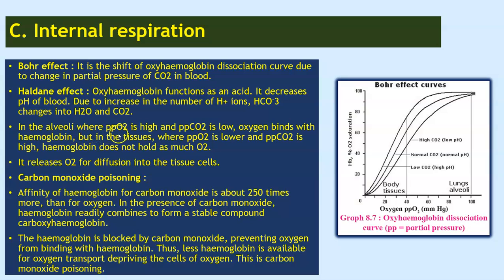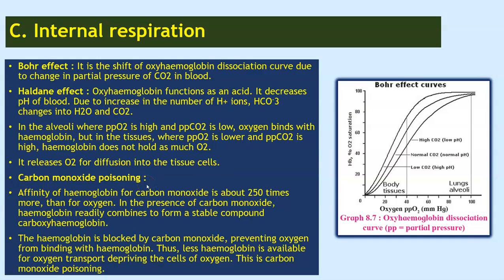In the alveoli, where the ppO2 is high and ppCO2 is low, oxygen binds with the hemoglobin, but in the tissues where the ppO2, that is your oxygen tension, is lower and the tension of carbon dioxide is high, the hemoglobin does not hold as much oxygen. It releases the oxygen for diffusion into the tissue cells.